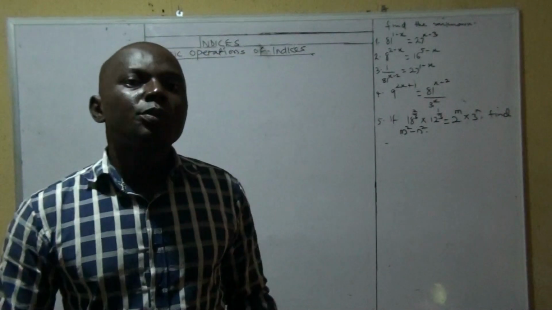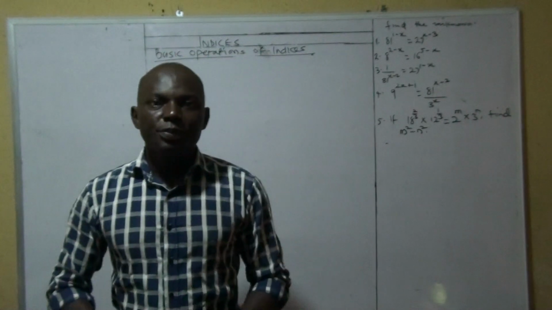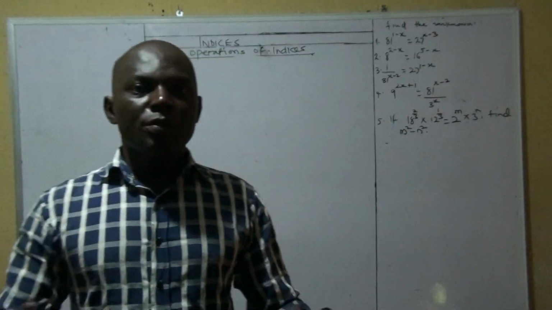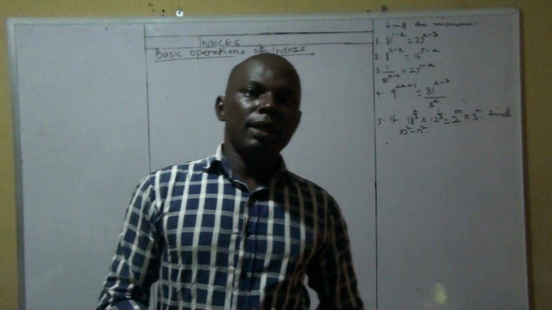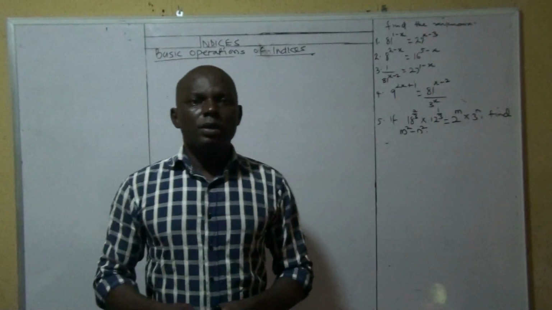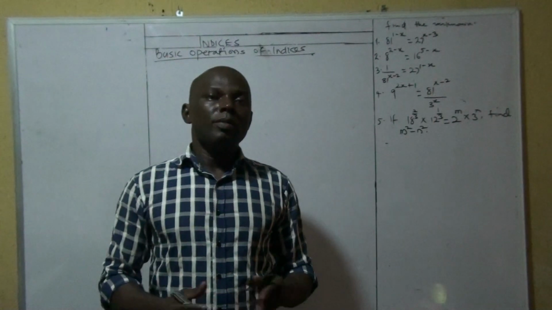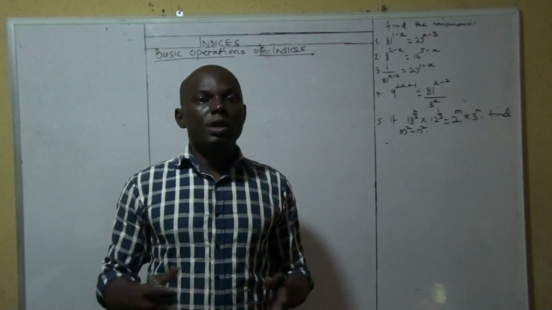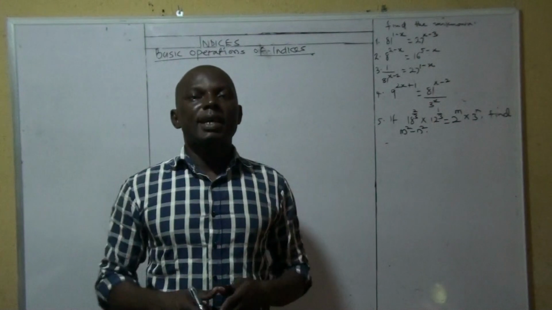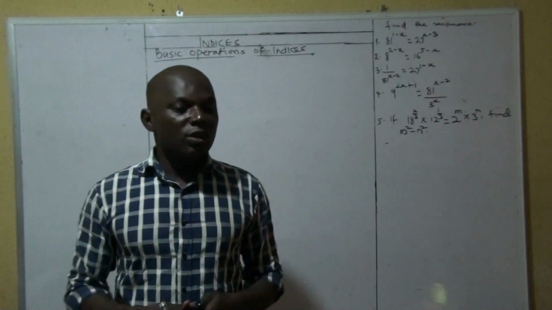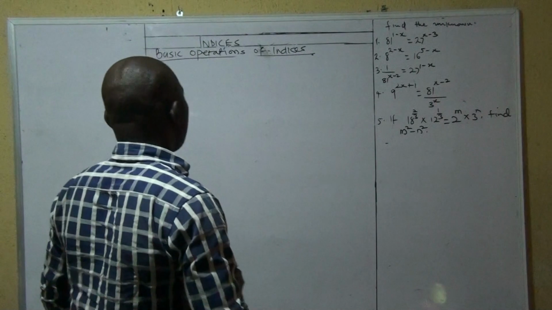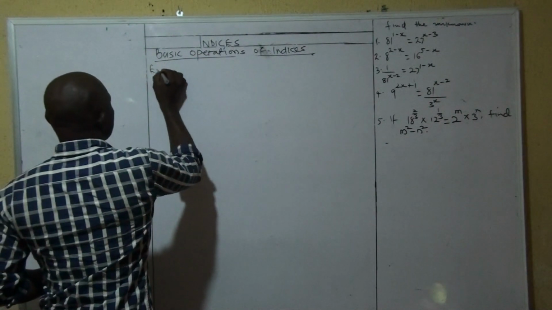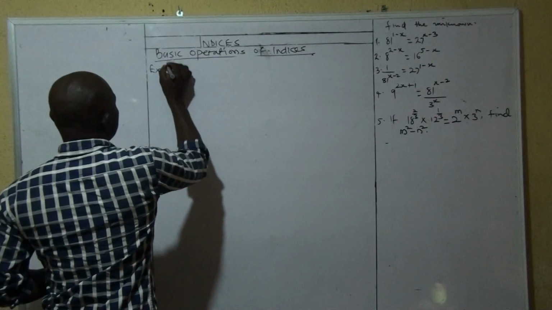Today, as usual, we'll continue from where we stopped in the basic operation and indices. So here on the board we have some handfuls of questions. So quickly let's go into operation. Now the first question there, let's look at this. Example, I will pick them randomly.